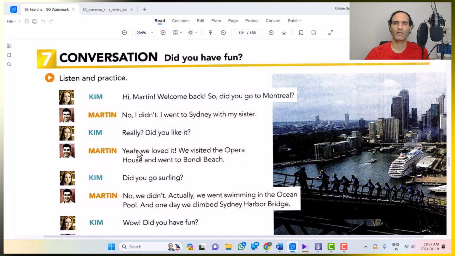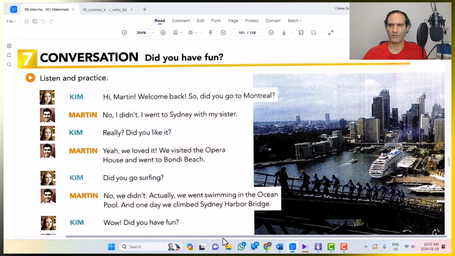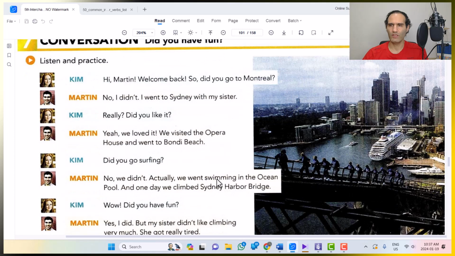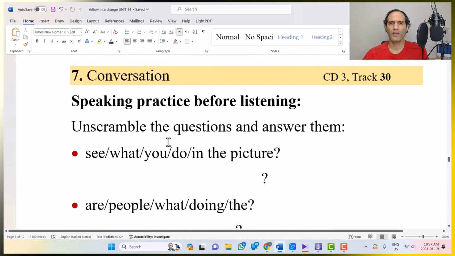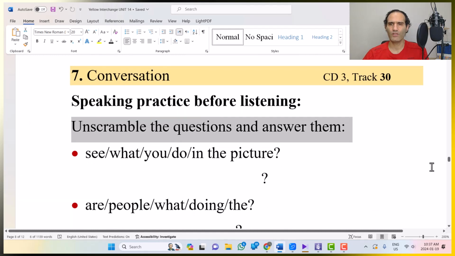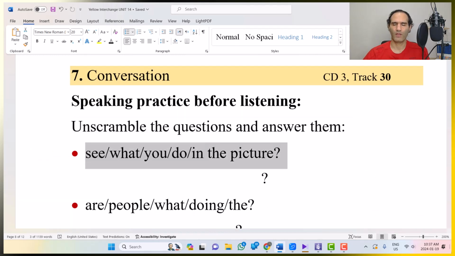If you're good, let's go to exercise 7. Did you have fun? Did you have fun in this conversation? So I don't need to repeat. Please don't read the conversation. We just need to do some speaking practice here based on the picture. Now here I got some questions for you. First, unscramble the questions and then answer them. This one based on that picture.